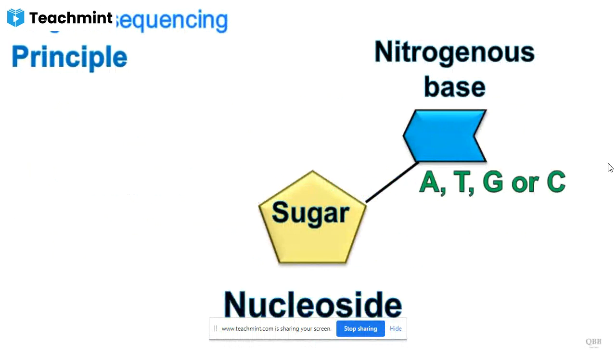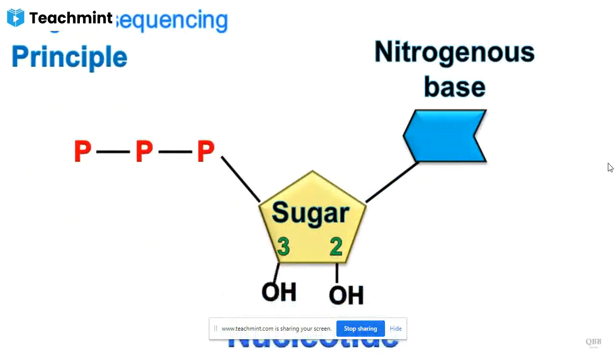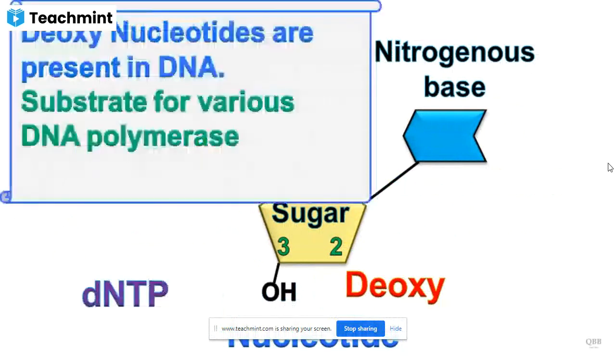Now watch carefully. If the hydroxyl group at the 2' end of the sugar is removed, then it's called a deoxynucleotide. The deoxynucleotides are present in the DNA, and they are used as a substrate by the enzyme DNA polymerase. All the DNA polymerases, whether it's DNA polymerase 1, 2, 3, Taq polymerase, etc., use dNTPs as their substrate.